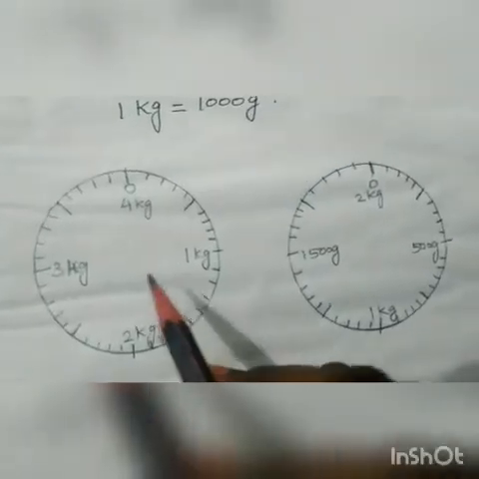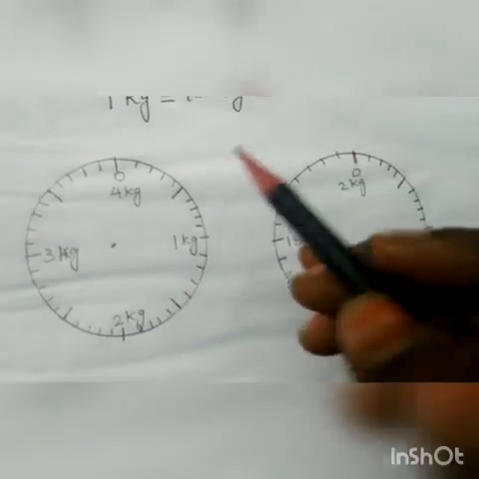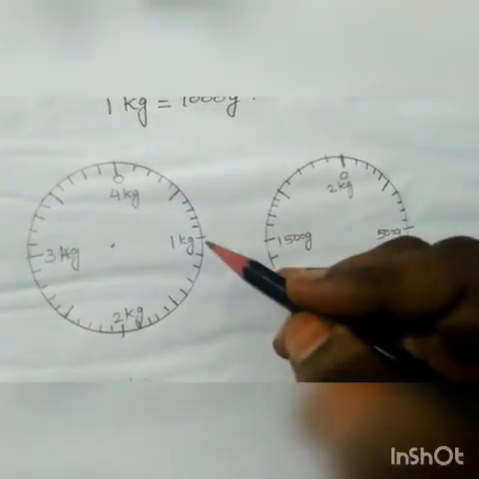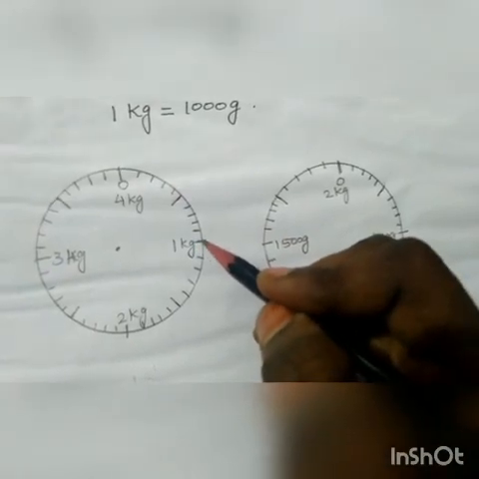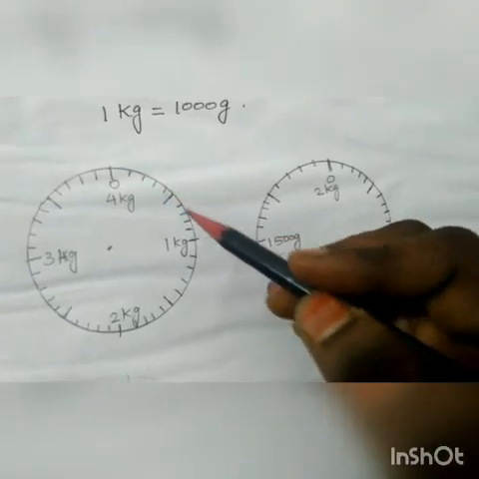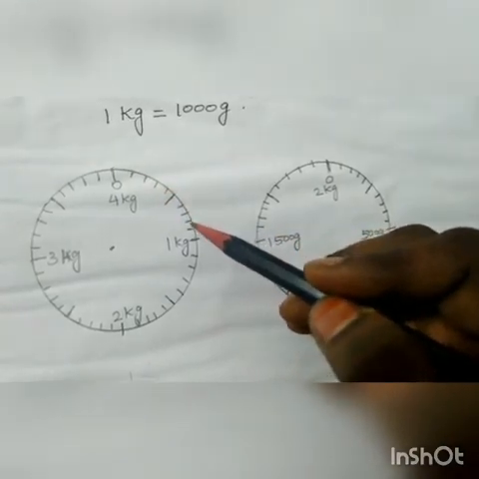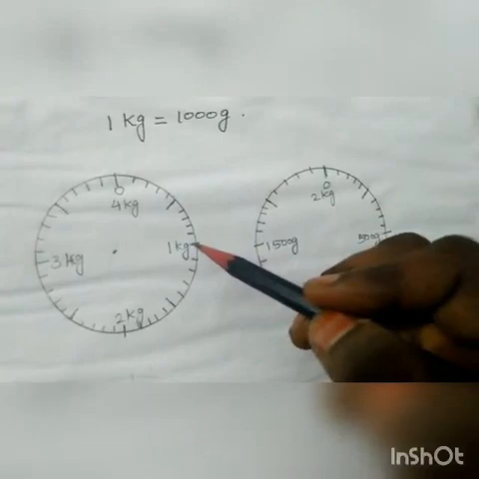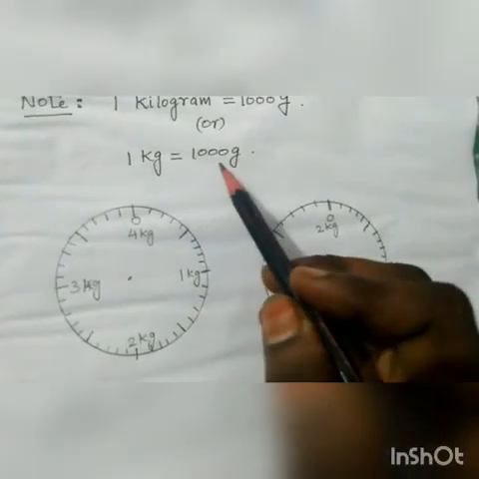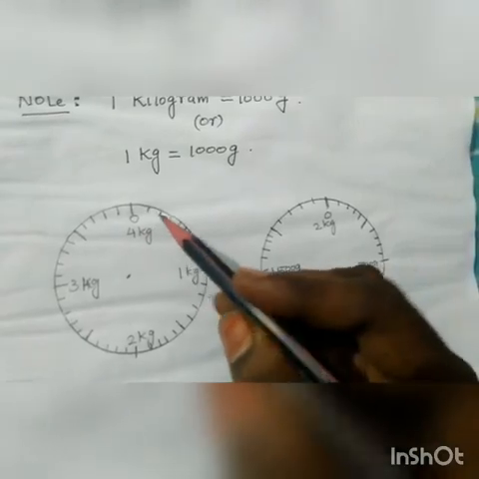Look here. I have drawn the weight machine for you to explain in detail. Here the number starts from 0 and goes on continuing, and here it represents 1 kg. Between 0 to 1 kg we have so many lines. Let me count these lines. After 0: 1, 2, 3, 4, 5, 6, 7, 8, 9. To reach 1 kg we will get 10, right? Already we know that 1 kg is equal to 1000 gram. Between 0 to 1000 gram we have 10 lines, right?